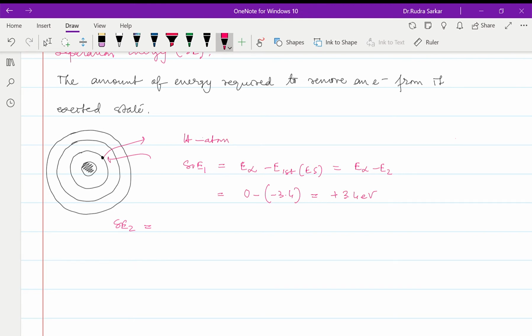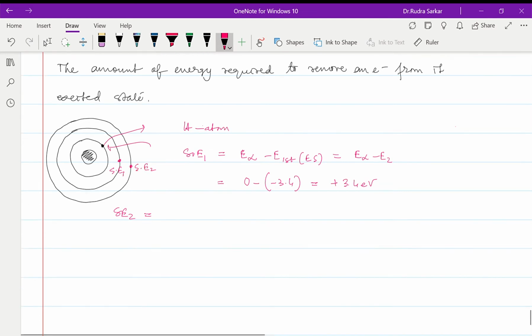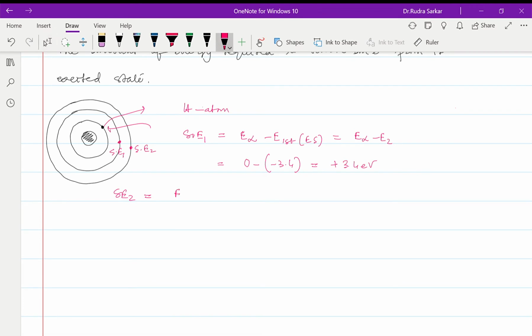Minus 13.2, 0 minus 13.6 by 9. So say this is your ground, this is your AC1, and that is your AC2. So it is basically what? Plus 1.31. Okay, very good.